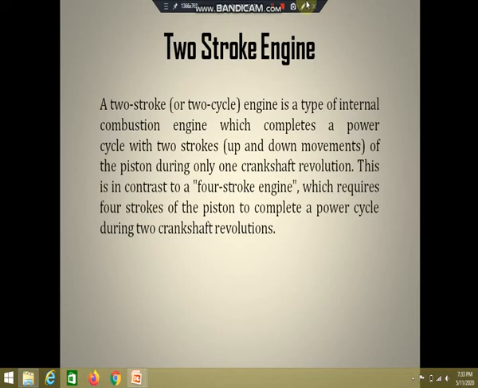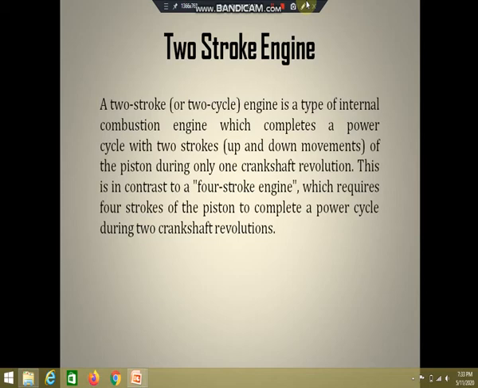Now coming to the point of stroke. What is a stroke? Stroke is the distance between the top dead center and the bottom dead center. Stroke is the displacement, or the distance between the top dead center and bottom dead center, TDC to BDC.